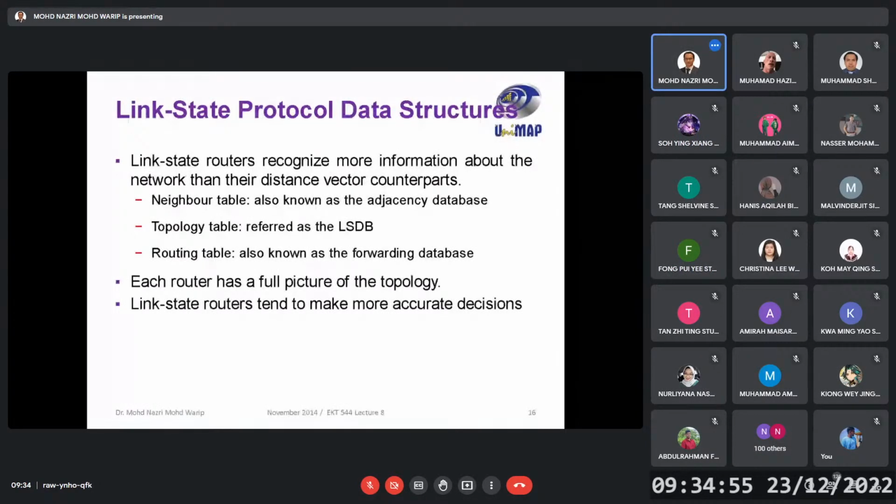Okay. And then the neighbor table, that means the next router, also known as the adjacency database. Okay. The topology table is referred to as the LSDB, link state database. Okay. The routing table is also known as the forwarding database.